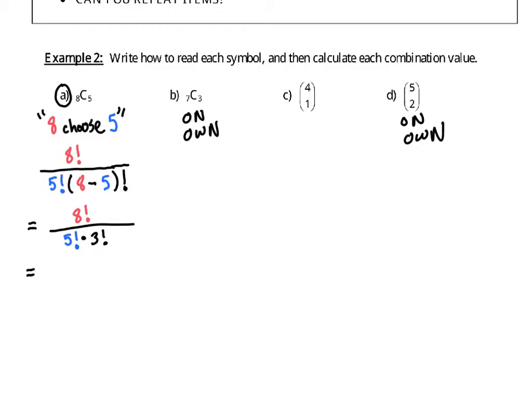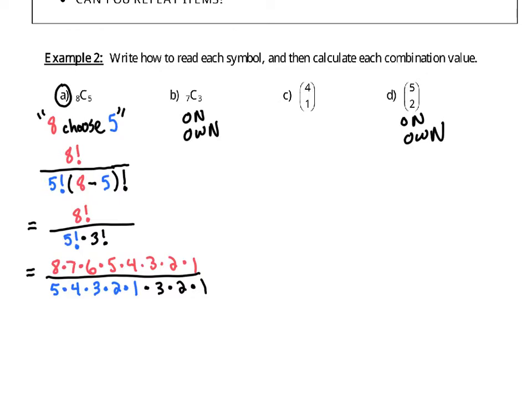The numerator, 8 factorial, means that we're going to multiply 8 by all of the positive integers that are less than 8. So that would be 7, 6, 5, 4, 3, 2, and 1. Now, 5 factorial and 3 factorial follow the same pattern. 5 factorial would be 5 times 4 times 3 times 2 times 1. And then 3 factorial would be 3 times 2 times 1. Notice it's only positive integers. We do not include 0.